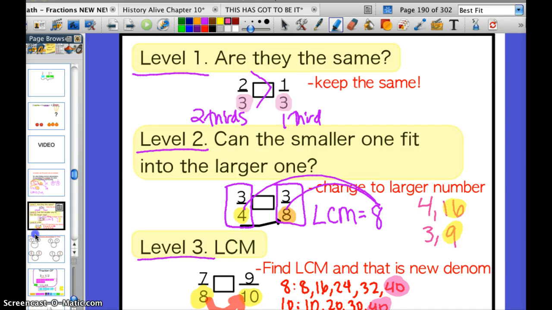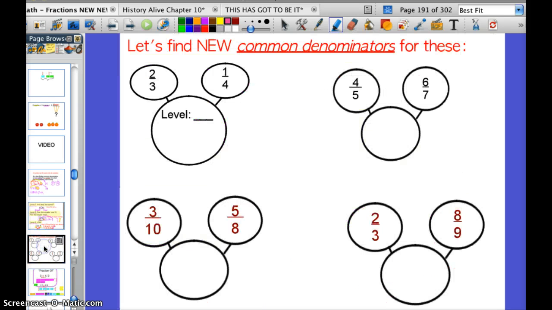Let's look at a couple of practice problems. So the two examples I gave you, 2/3 and 1/4, I'm not asking you to change the fractions. I'm just asking you to tell me what is the common denominator. And I want you to also reflect on what the level might be. Okay, so I'm looking at 3 and 4. In this one there's 3 divisions, and in this fraction there's 4 divisions. What would be a number into which both 4 and 3 could fit?